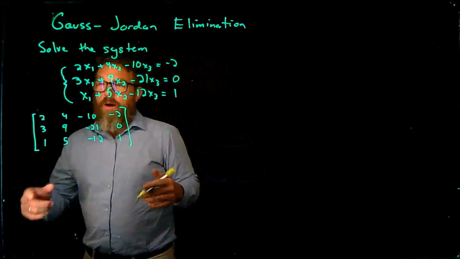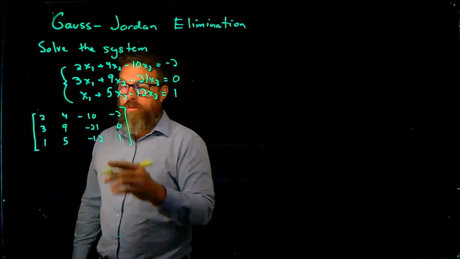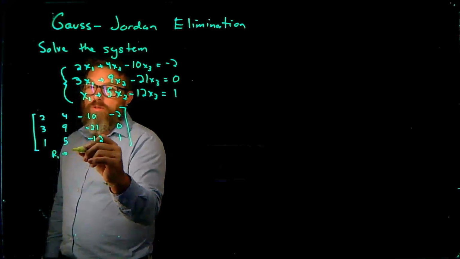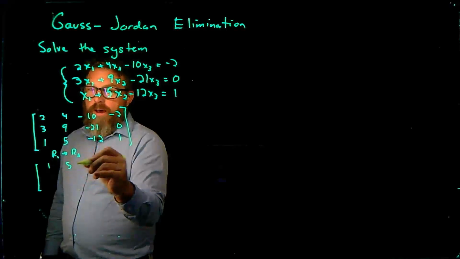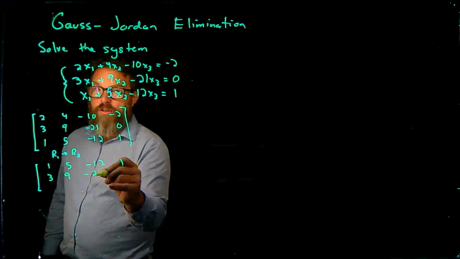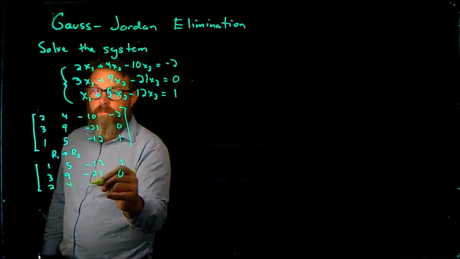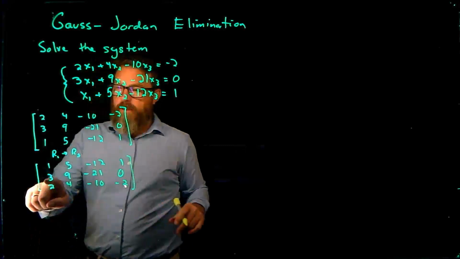All right, so now make this a 1, this is 0, this is 0. This is how we're going to process this most every time. So I'm going to do row 1 switched with row 3. That's going to give us a 1, 5, minus 12, 1, and then row 2 is unchanged, and then row 3 is going to be my row 1. Now that we have that, our job is to make this a 0 and this a 0.